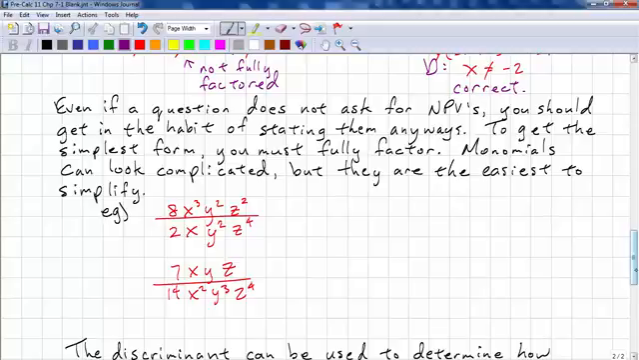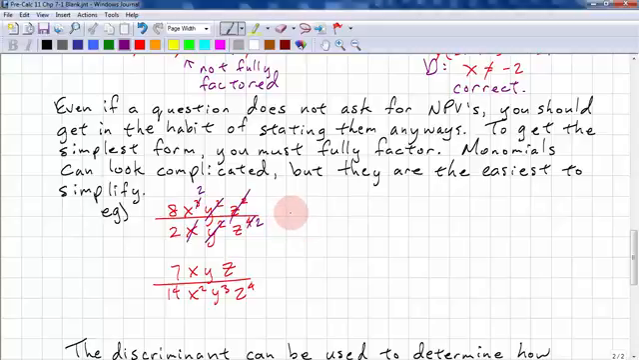Now, even if a question does not ask for non-permissible values, you should get in the habit of stating them anyways. And to get to the simplest form, you must fully factor. Monomials can look complicated, but they are actually the easiest to simplify because they're already factored. So let's look at this one. We have x cubed over x. We cancel one out of the x's, and we cancel the x from the bottom. There's a y squared, so this cancels out. And we have z squared, and we cancel the 2's out.